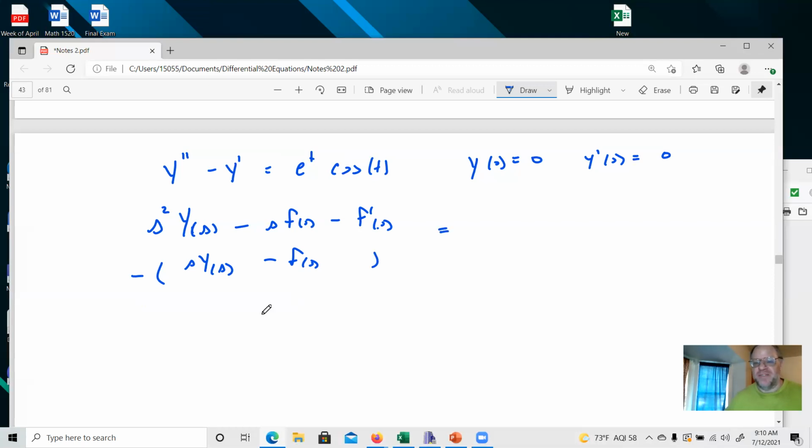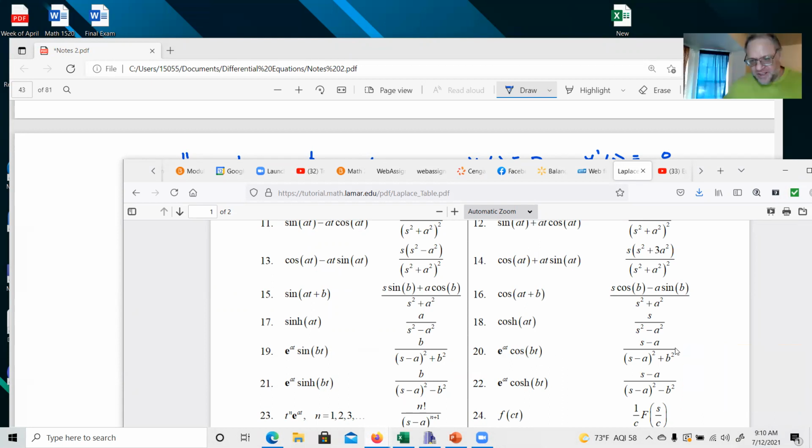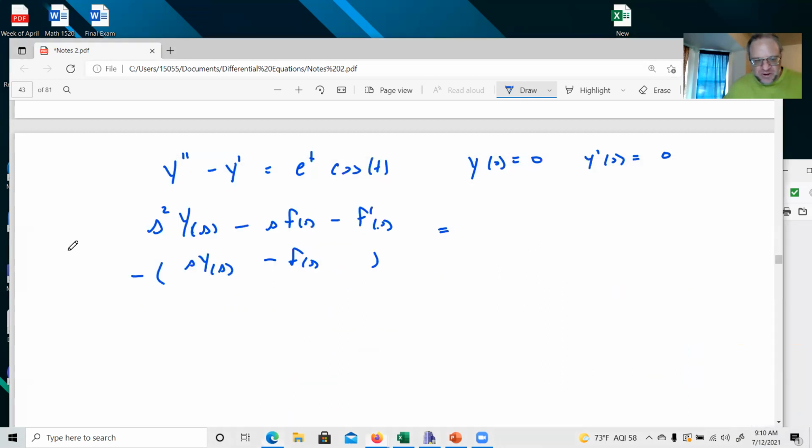What's it equal on the other side? We have an e to the t cosine t. And if I recall, we were just looking at e to the at cosine bt. It's right here. Okay, let me move me. So this is going to be s minus a, so s minus 1. And on the bottom, we're going to have quantity s minus 1 squared plus, and then b is just going to be 1. I believe that does it for us. Yeah, it does.